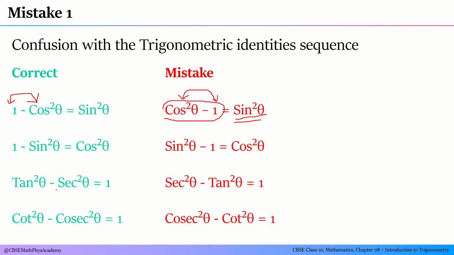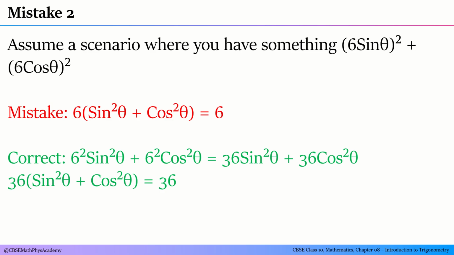In the same way, tan square theta minus sec square theta is equal to 1, but not sec square theta minus tan square theta is equal to 1. It is actually minus 1. So whenever you find this interchange of positions, be a bit careful. What you see on your left is the right sequence, and what you see on the right is a wrong value. The sequence could be anything, but you should not equate it to 1. It should be minus 1. So be careful about that.